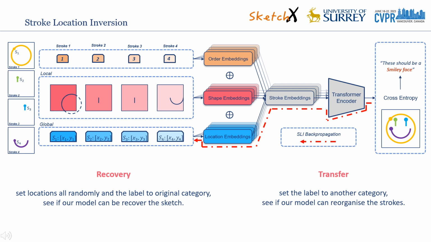We design two settings, recovery and transfer. Recovery means setting locations all to 0 and the label to the original category, to see if our model can recover the sketch. Transfer means setting the label to another category, and to see if our model can reorganize the strokes. Let's see some interesting explanations.